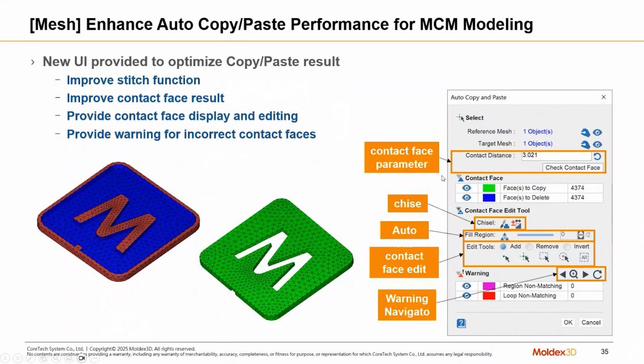And here's what that auto copy paste function looks like. We have a lot of new parameterizations. We have a lot of new tools that help us to match all of the mesh automatically rather than having to delete the face, copy the face, then stitch the face to the new one. We can do that automatically a little bit easier now.